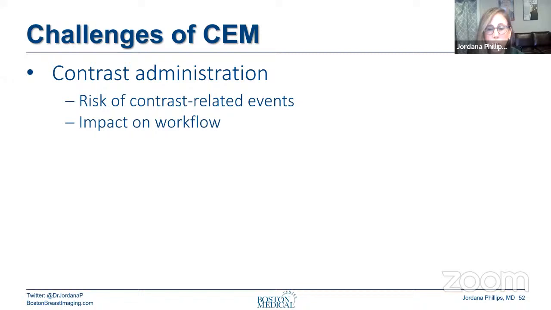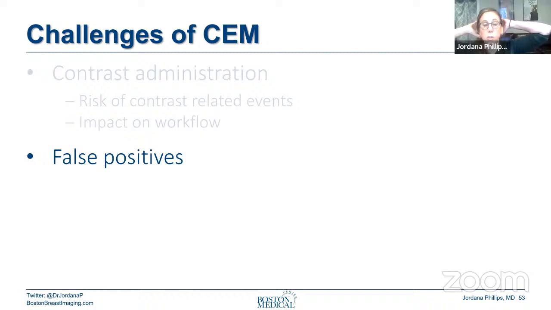Another challenge of contrast are false positives. So similar to MRI, areas that are benign can take up the contrast material. That's a challenge. Contrast mammography, when we look at it at the moment, it's really just, is there contrast or is there no contrast? We don't have all of the information that we have with MRI, you know, T2 signal and maybe even diffusion-weighted sequences. And so there's the real possibility to just see abnormal enhancement and to say, oh, this is concerning for breast cancer and we have to do something about it. So there are false positives.